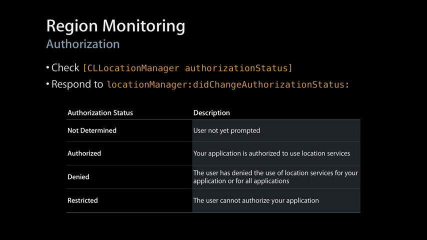Finally, there's restricted, which means that the user can't authorize the application. Now, this would be in a situation where maybe due to parental controls, the user is not able to actually change location service settings. So in this case, you don't want to hound them to change their settings because they can't. You should just do the right thing.